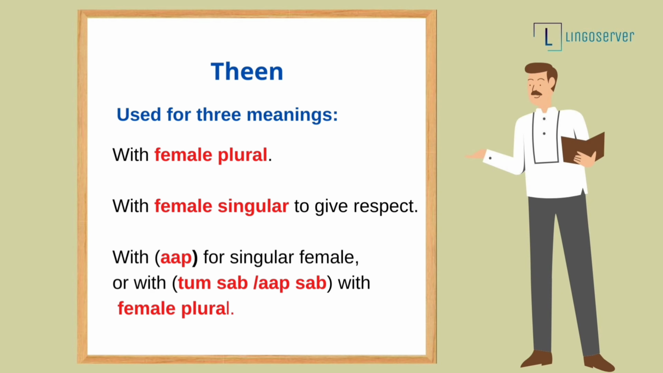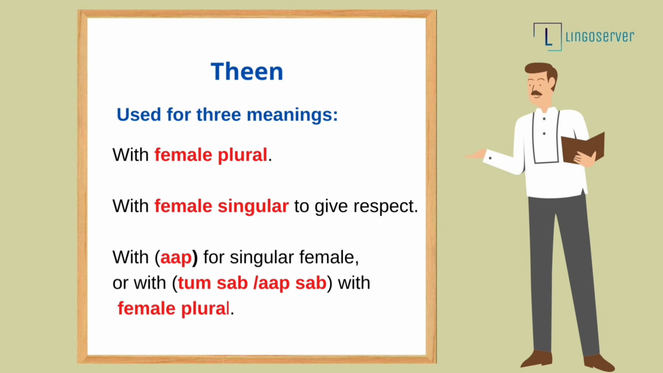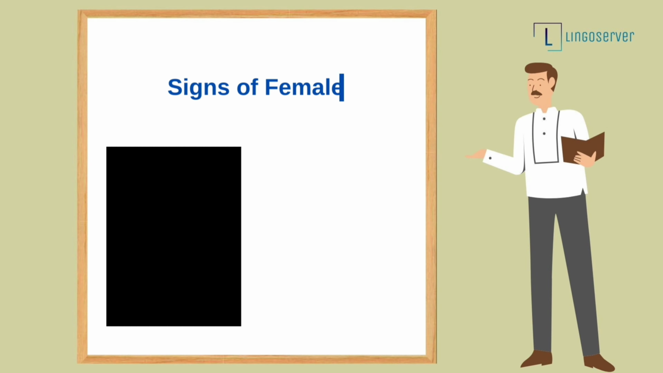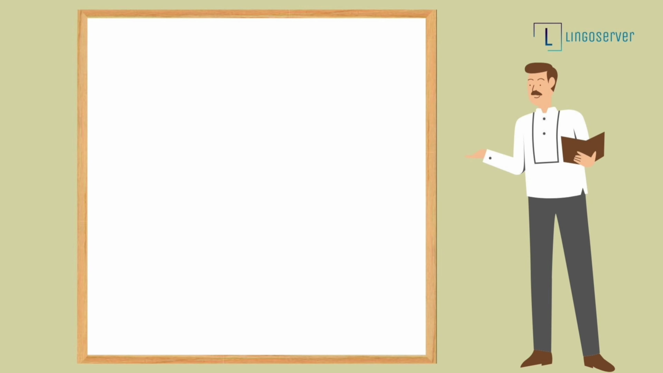And the last one is thi. Thi is used for 3 meanings. Number 1, with female plural. Number 2, with female singular to give respect. Number 3, with aap for singular female, or with tum sab, aap sab with plural female. We also learned that there are 4 basic signs of a female or feminine, and they are: number 1, the word that ends with the sound of e. Number 2, the thing is female in actuality. Number 3, the word that ends with the sound of t, I mean ta. Number 4, listening, and this is real signs of a female.